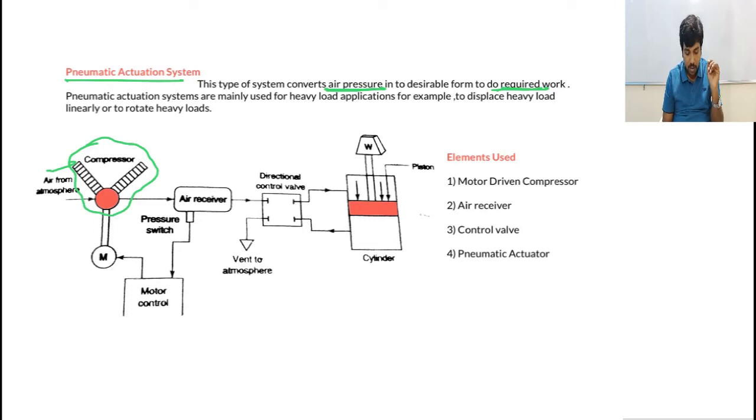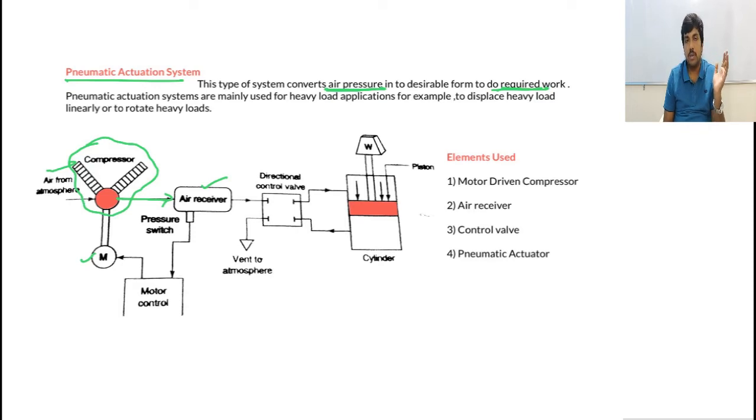Willfully we are going to do this action, and this compressor will be connected to the motor, which will be operated by some control signal. When we turn on the motor, the compressor will do its job and compress the air to the desired pressure, and then it will be supplied to the second device, that is nothing but the air receiver.